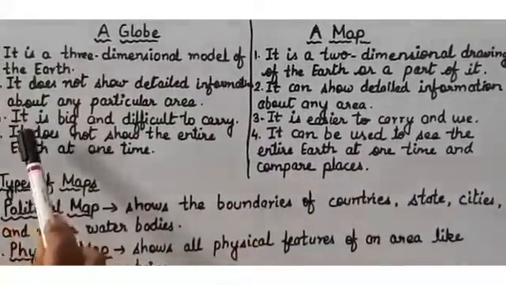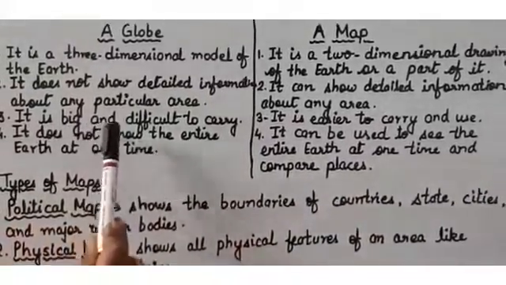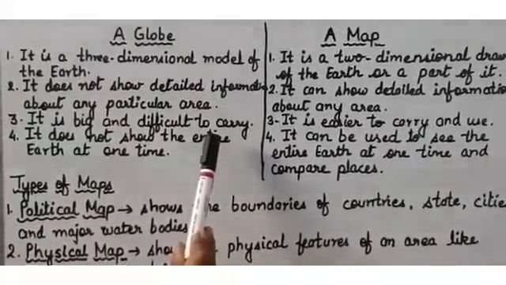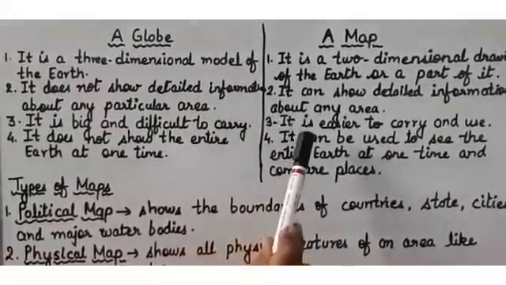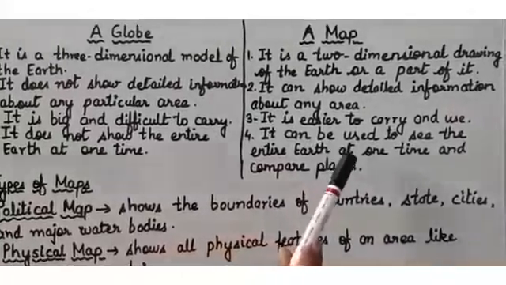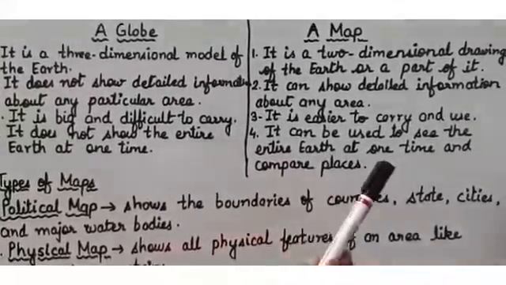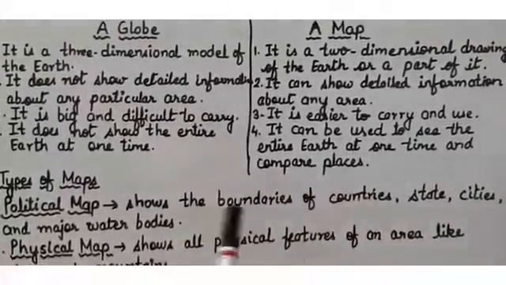Then number three: a globe is big and it is difficult to carry. We cannot carry a globe along with us, but a map is easier to carry and use. We can carry a map anywhere, and we can use it there also.